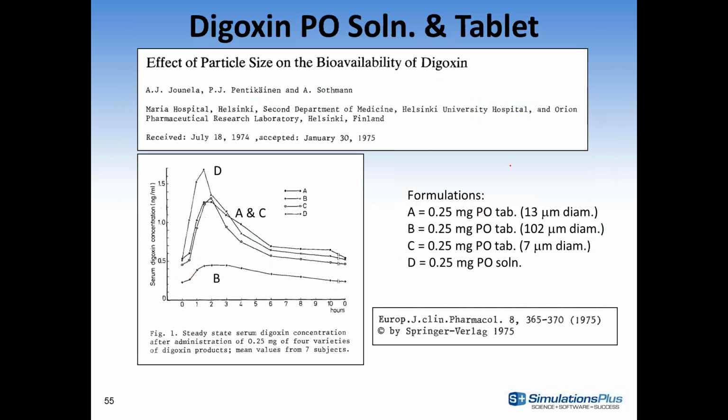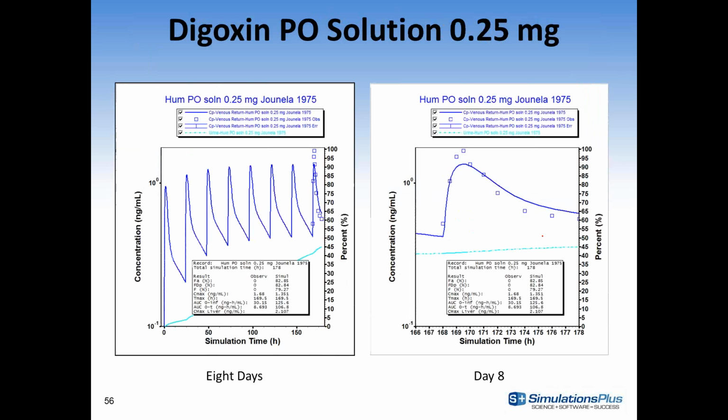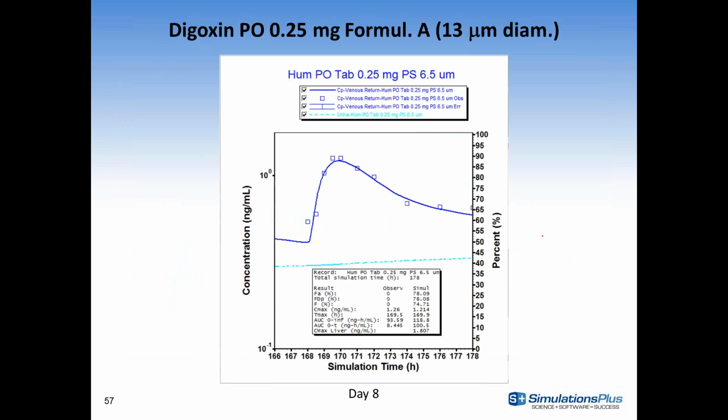Now, if we go to the PO administration and the influence of particle size, we've got an article that describes 0.25 milligram PO with a small particle and a large particle. And so here's the experiment to calibrate the system with solution dose. And this is steady state data taken at day 8. Then we go on to the PO data with the tablet formulation and a small particle size. This is 6 micron radius. And again, all of the parameters we developed for the intravenous data from a different paper, plus the in vitro experiments, is working nicely to predict the PO.